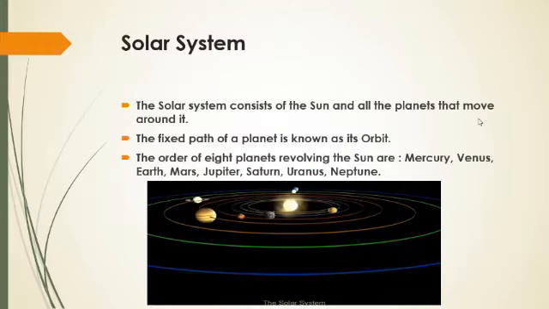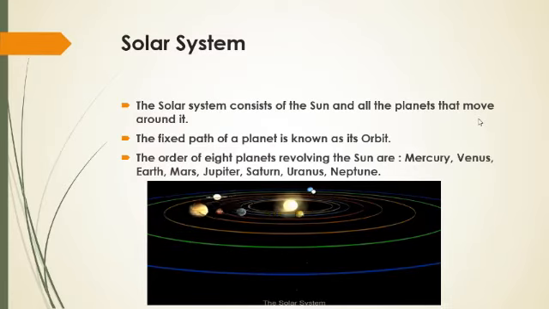Next, children, the solar system. The solar system consists of the sun and all the objects that move around it. The 8 large round objects that move around the sun are called planets. The planets move around the sun in their fixed path. The fixed path of a planet is known as its orbit. Now the orbits are oval in shape.